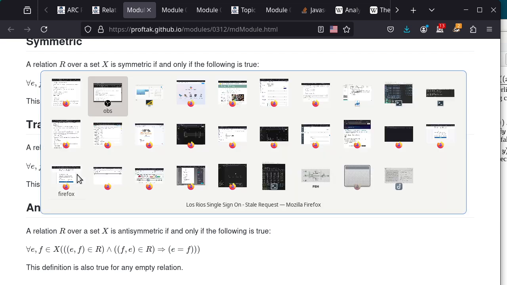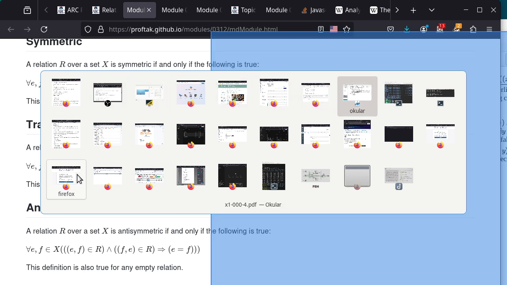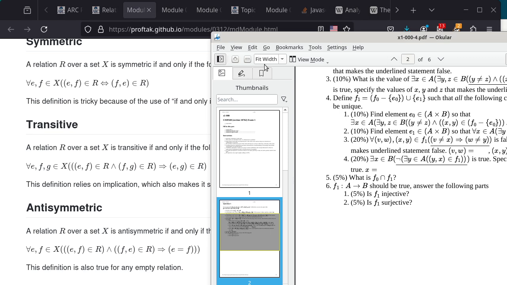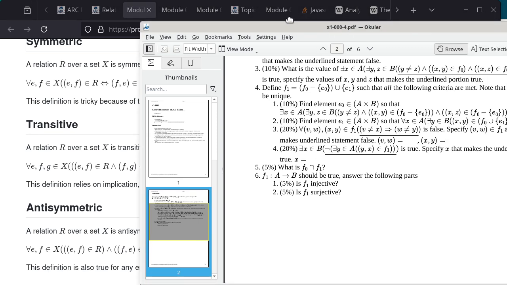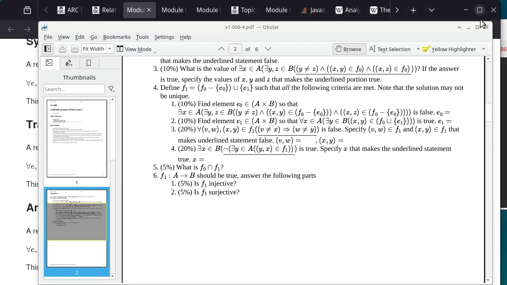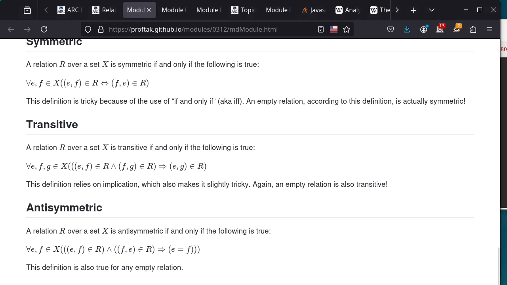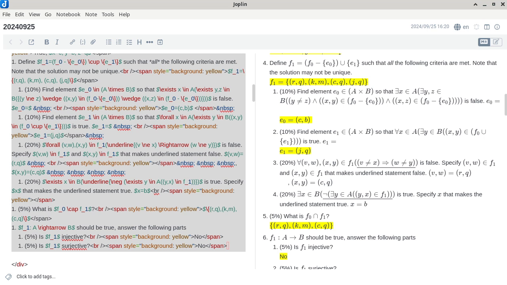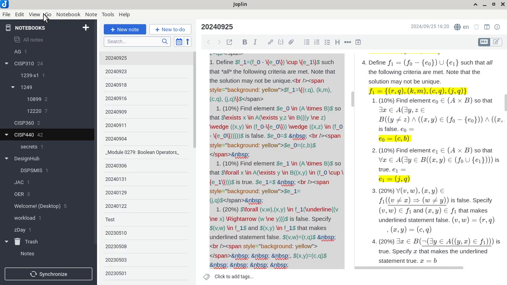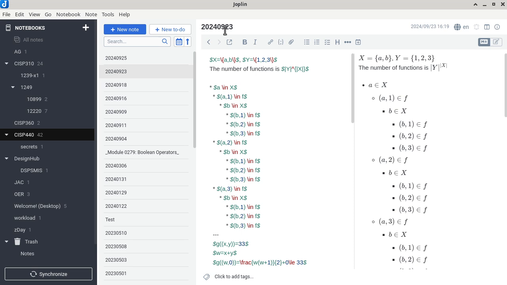So let me get Joplin back, because we already have a few examples in Joplin. I want to continue to use Joplin for that purpose. So let me close this and find Joplin. There we go. Okay, so we want to go back to the Joplin on last Monday. That will be the 23rd for this class. Okay, 440, this is the 23rd.